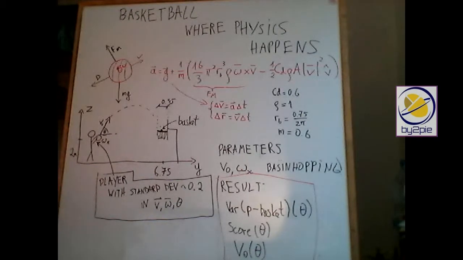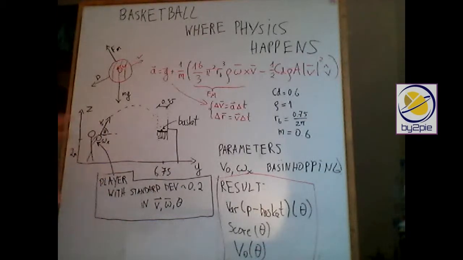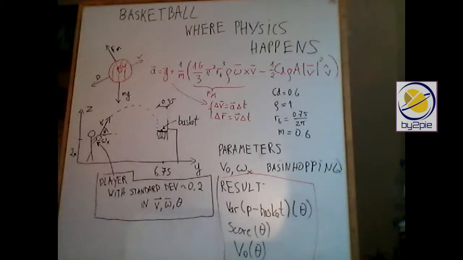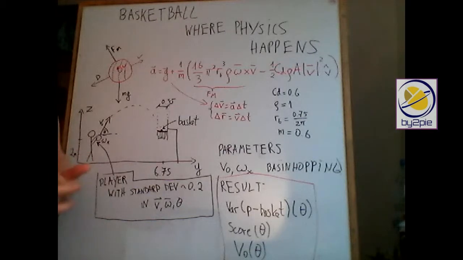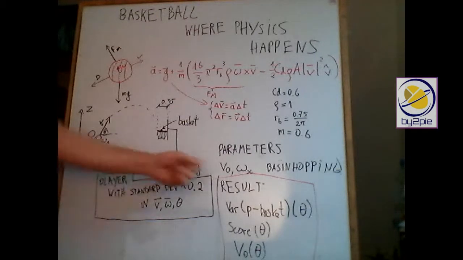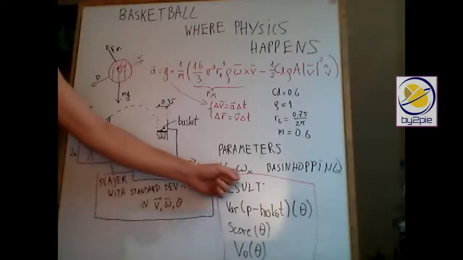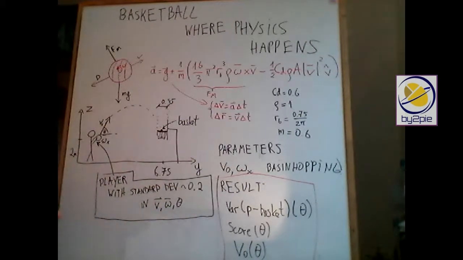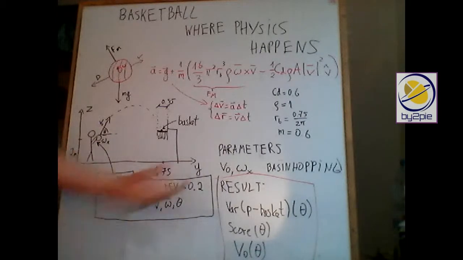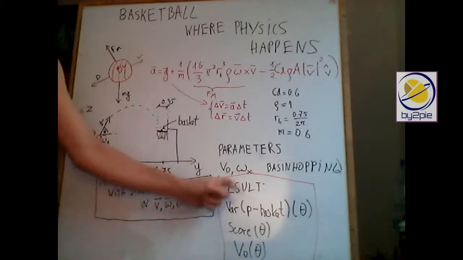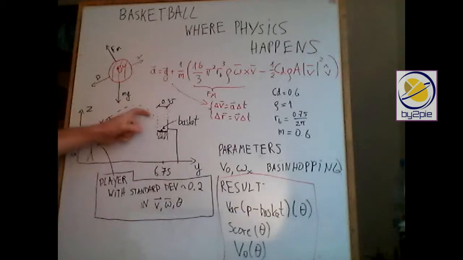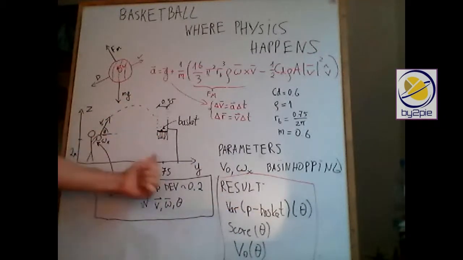Of course, what about those initial parameters? For each elevation angle, I would need to find them myself, but I just use a trick. I use a basin-hopping algorithm for optimization. We've got two parameters, v0 and omega x, for each elevation angle. And I'm using a heuristic optimization algorithm to find the minimum value of the distance between the point at which the ball hits the basket and the center of the basket.